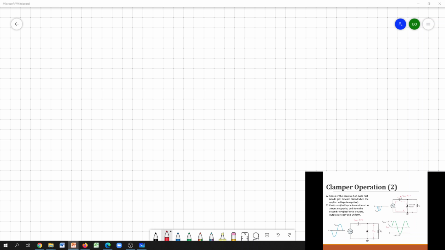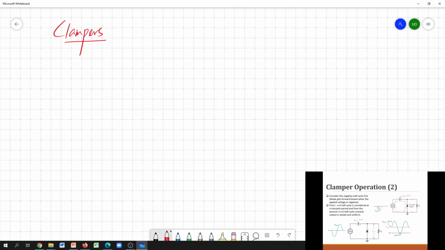Okay, let's move to the next chapter. So during this couple of slides, we basically discuss and explain the operation of clampers. So this is clampers.